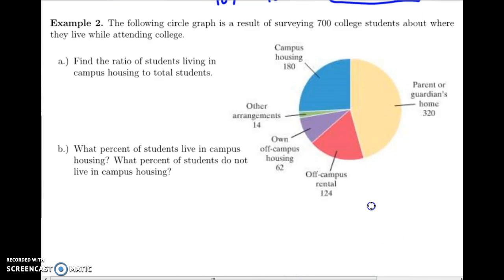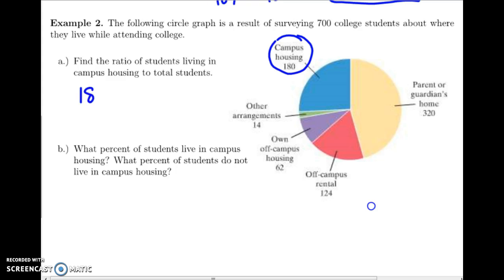Okay, example 2. The following circle graph is a result of surveying 700 college students about where they live while attending college. Part A, find the ratio of students living in campus housing to total students. Okay, campus housing looks like it's quite a good bit of them. Just from that circle graph, it looks like it's about 25%, right? Or about a fourth, but let's see what it is exactly.